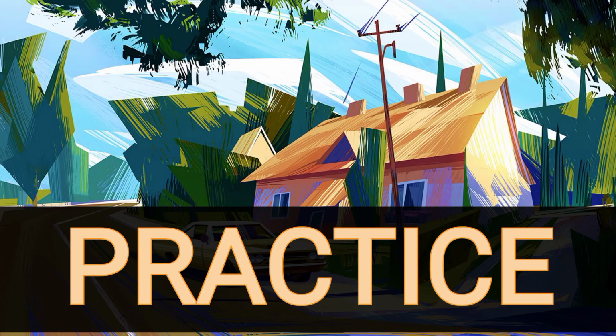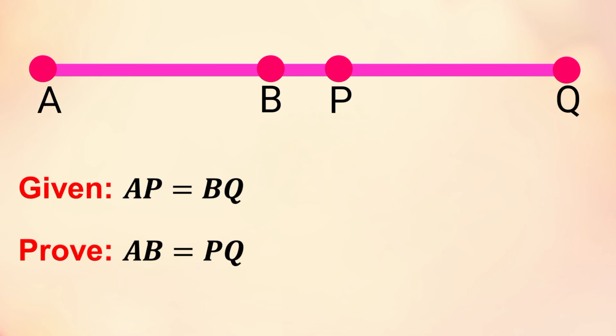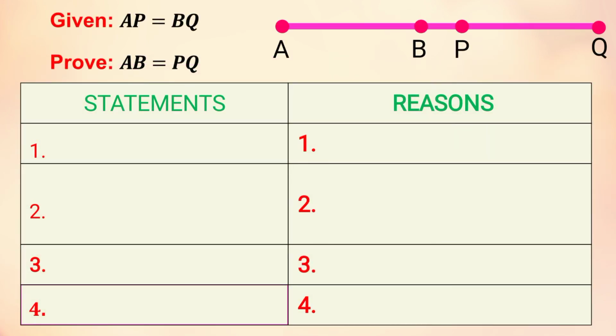We already have the knowledge of the different kinds of definitions, properties, postulates, and theorems needed in writing proofs. This will be used as our reasons for our two-column proof. So let's start with this. We have a given, AP is equal to BQ, and we need to prove that AB is equal to PQ. So we have this two-column proof. One column for statements and another column for reasons.